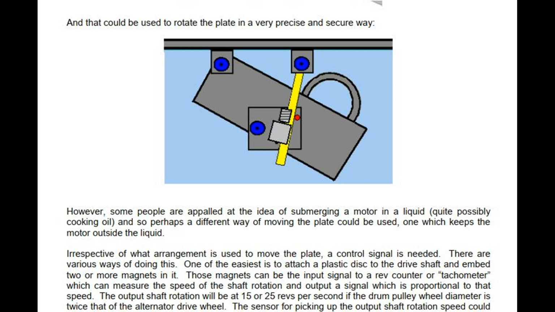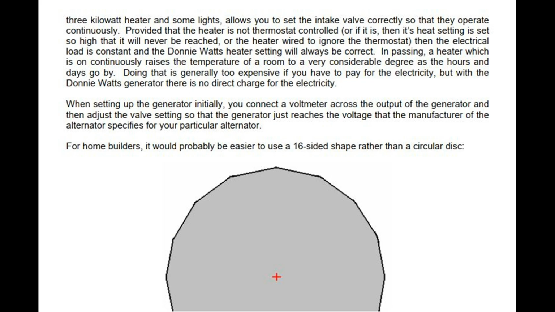The output shaft rotation will be at 15 or 25 revs per second if the drum pulley wheel diameter is twice that of the alternator drive wheel. The sensor for picking up the output shaft rotation speed could be a Hall effect sensor. A much more detailed circuit diagram will be published after testing with a prototype. However, please understand clearly that the Donnie Watts generator is perfectly viable without automated operation.